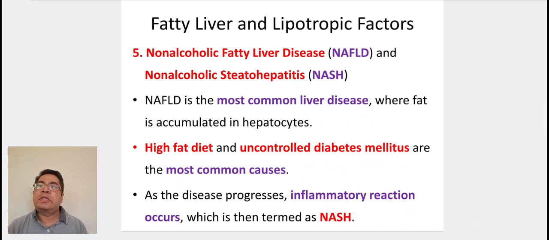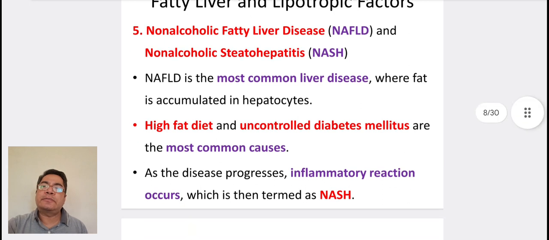Fifth important cause is non-alcoholic fatty liver disease and non-alcoholic steatohepatitis. Non-alcoholic fatty liver disease is the most common cause of liver disease in India, where fat is accumulated in hepatocytes. High fat diet and uncontrolled diabetes mellitus are the most common causes. As the disease progresses, inflammatory reaction occurs, which is then termed as non-alcoholic steatohepatitis.